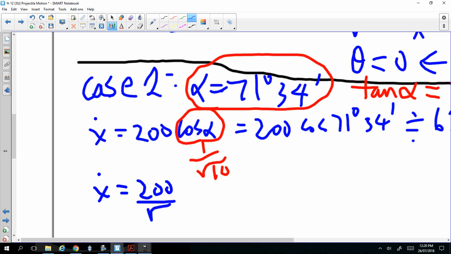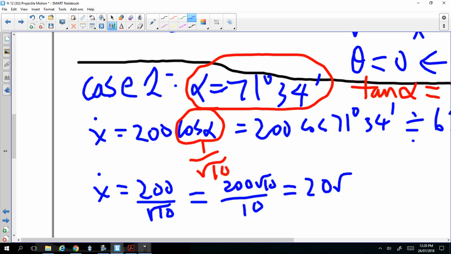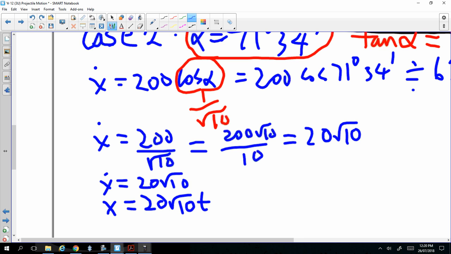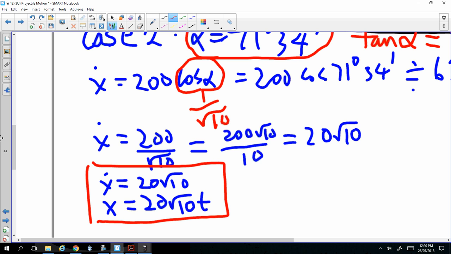And then once you got x dot, you can find x, which is 20 root 10 t. Alright, so draw a box around it. So when you don't have the exact angle, you use the tan alpha equal to 3, the original answer, to work out the other two ratios without finding the actual angle.